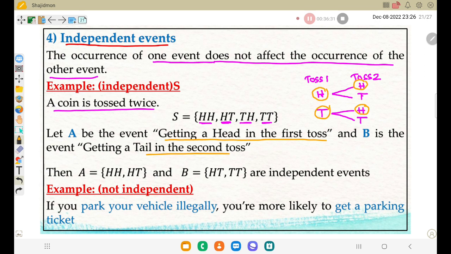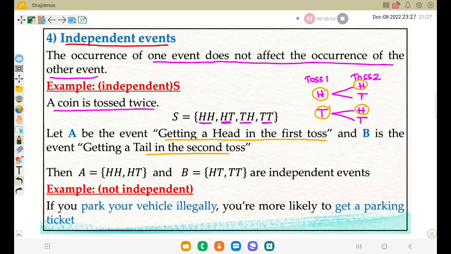There is no connection. For example, first toss you got head. Second toss maybe you can get a head or you can get a tail. It is not related to the first toss, correct? So that type of events we are calling independent events. So getting a head in the first toss is not related to getting a tail in the second toss. Okay, so these are independent events.